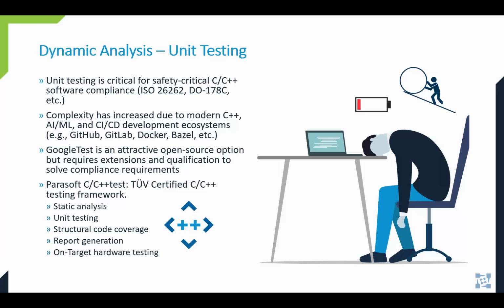Now, unit testing is a cornerstone of safety critical software development. In industries like automotive, aerospace, and medical devices, functional safety standards mandate that the software be verified at the smallest possible level. However, this has gotten more challenging. Today, modern projects are far more complex than they used to be. We've moved from plain C to modern C++.